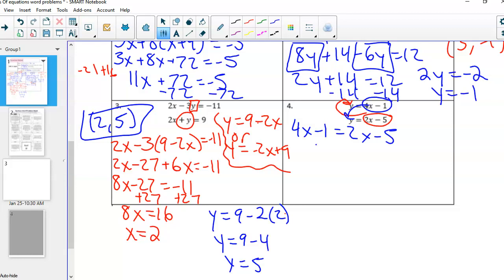Okay, so we can move to 1, which will leave 4x equals 2x minus 4. Well, now we have to get our variables to the same side. So we have to move 2x. And again, if that's not the way you solve that, there are 4 different ways to go about it, so it's okay.